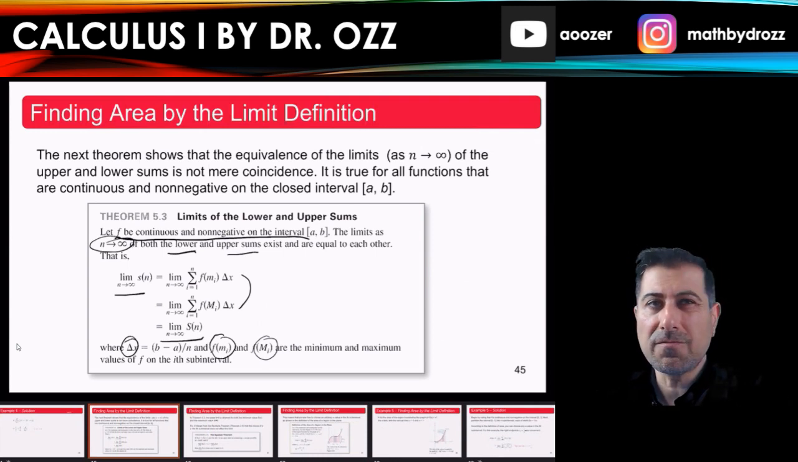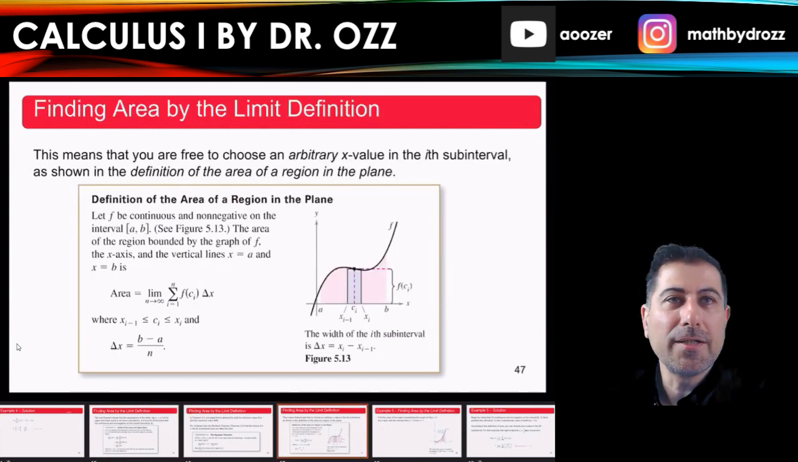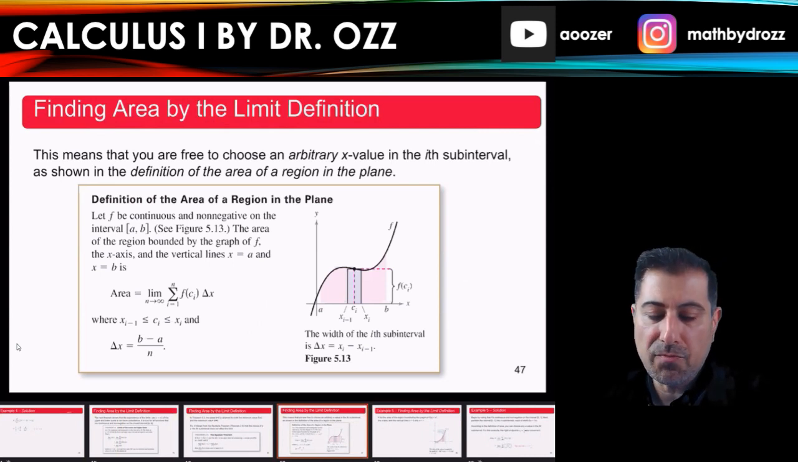So we're going to use this fact, in fact, to find the actual area of the region after we pass those limits. All right, here we go. So in this slide, we talk about finding the area between f and the x-axis and the vertical lines x equals a and x equals b.